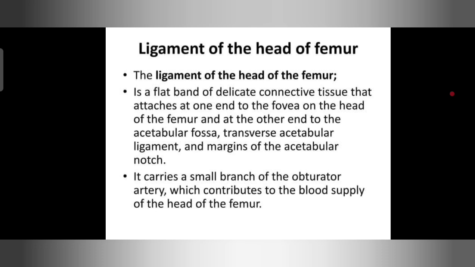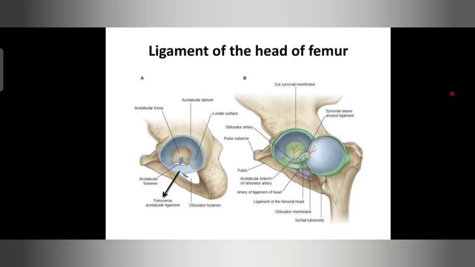Transverse acetabular ligament and margins of the acetabular notch, and it carries a small branch of the obturator artery which contributes to the blood supply of the head of femur. Next, this figure shows the ligament of the head of femur.